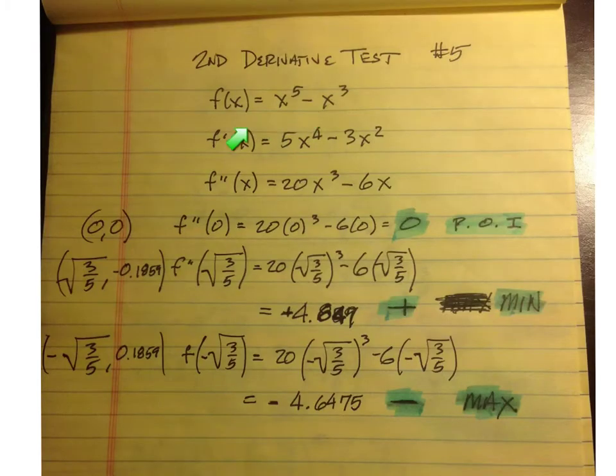If you use a second derivative test, you have 20x to the third minus 6x for your second derivative. Plugging in a 0 for your first point, it is a point of inflection. It comes back to be 0. If you plug in the square root of 3/5, you'll get back a positive answer. So it's a minimum. And then plugging in the negative square root of 3/5, you get back a negative answer. That means it's going to be a maximum.